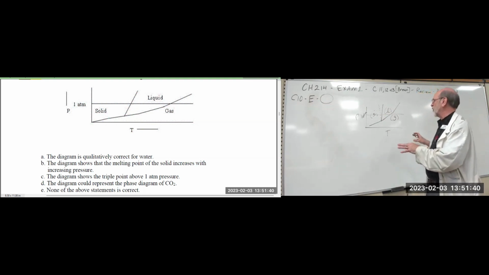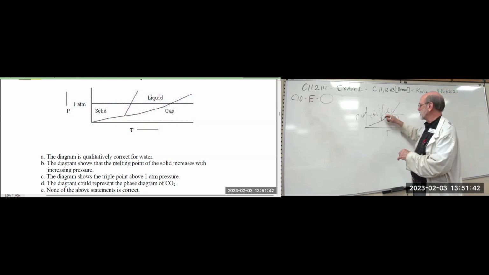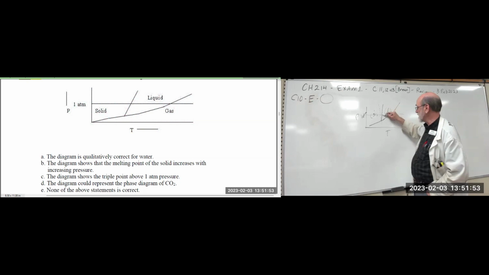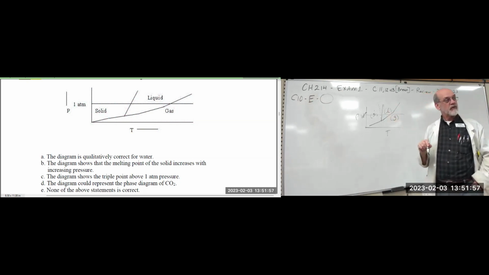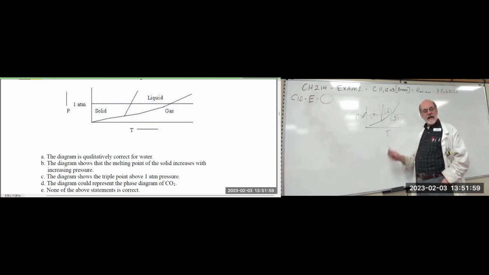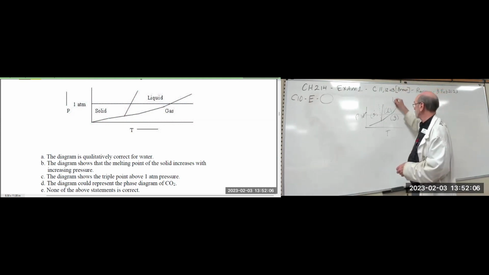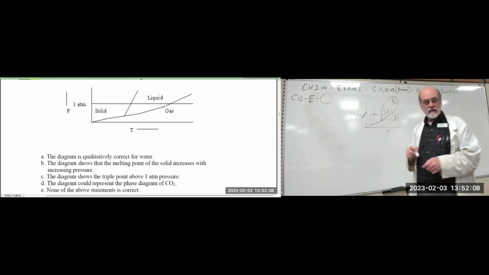So where's the melting point? Solid to liquid. Okay. So the melting point is on this scale against that line. So it might be here at that pressure, and it might be here at the next pressure, and here at the next pressure. So the melting point is increasing as the pressure increases. Yeah, B is true. B is true.